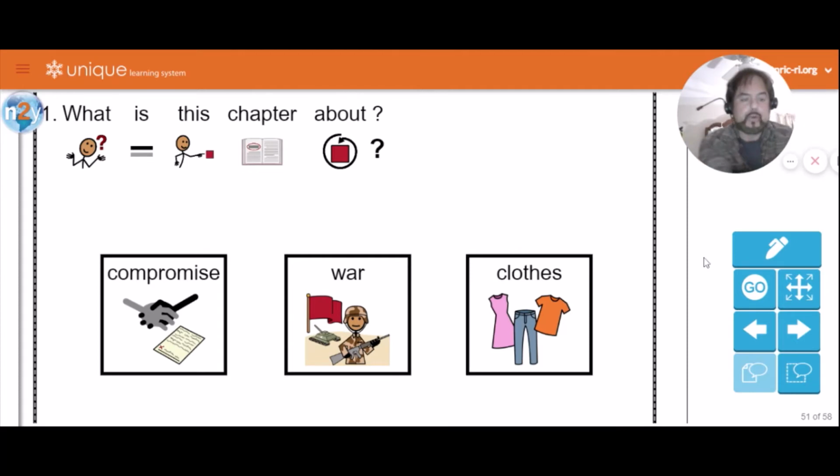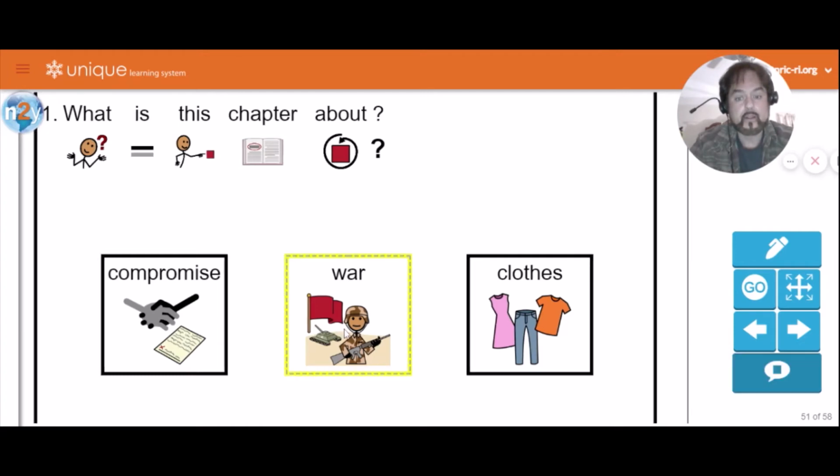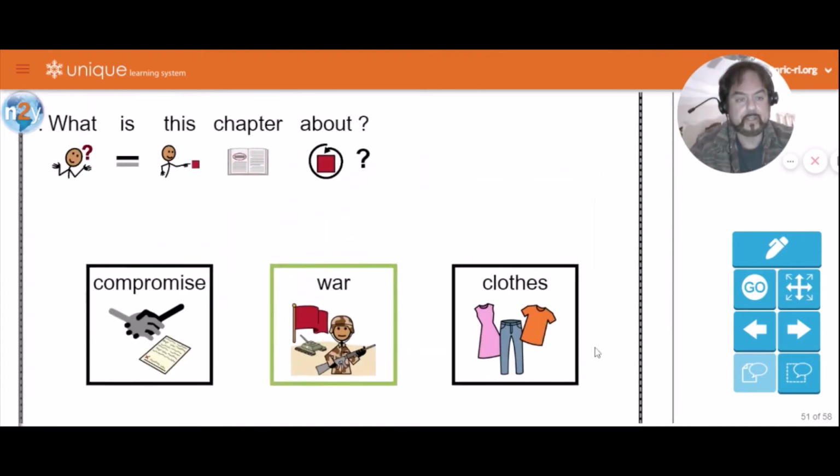Okay, multiple choice. Number 1, what is this chapter about? What is this story about? Is it about compromise? Not really. This story is basically about fighting in war. I just gave it away, didn't I? Is it about war? Yes, it's about the American Revolutionary War. How America gained its independence from England.